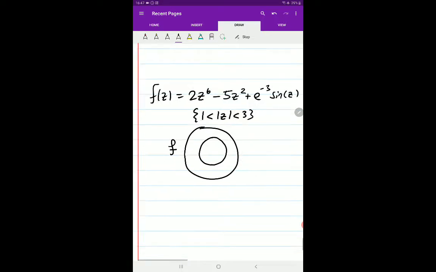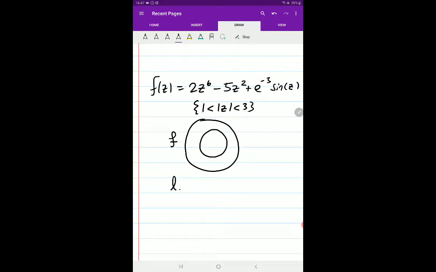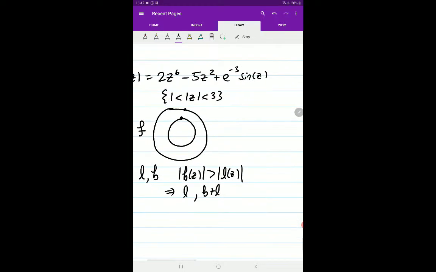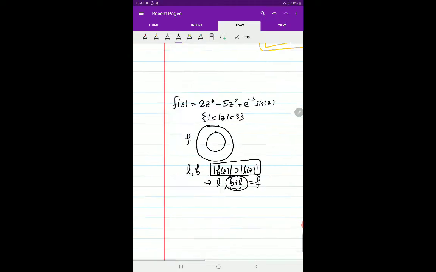Because we're going to find functions L and B such that the mod of B of z is strictly greater than the mod of L of z on each of the boundaries here, and that will lead us by Rouche's theorem to say that B and B plus L have the same number of zeros. Because of this strict inequality, it's not possible for this function right here, which is going to be f, to have a 0 on the boundary.